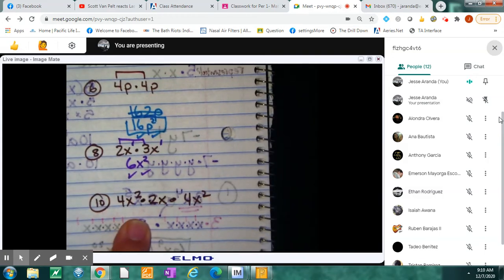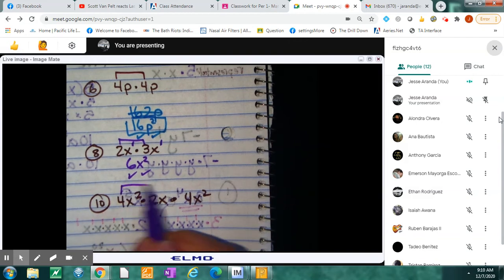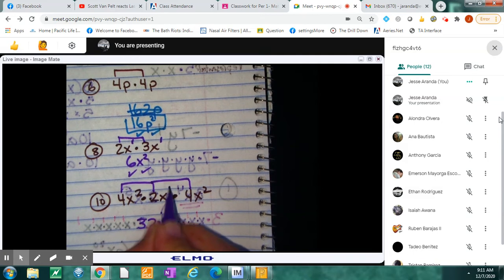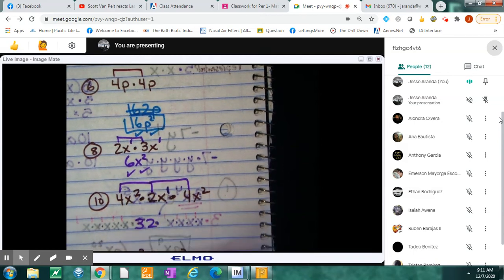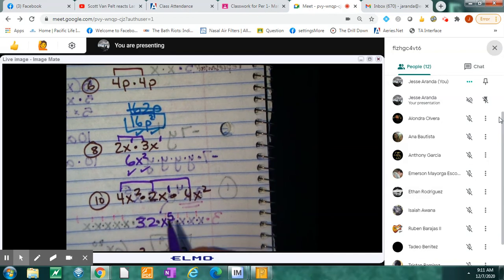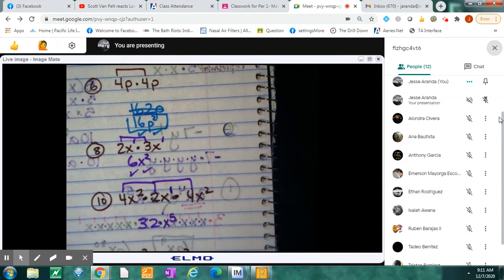So we'll zoom in real quick. Here we got 4 times 2 times 8, which is 4 times 2 is 8. 8 times 4 is 32. And this one doesn't have an exponent, so I'll just put a 1. How many x's are there? Well, you got 2 plus 1 is 3. 3 plus 2 is 5. So you got x to the 5. All right, and that's number 10.